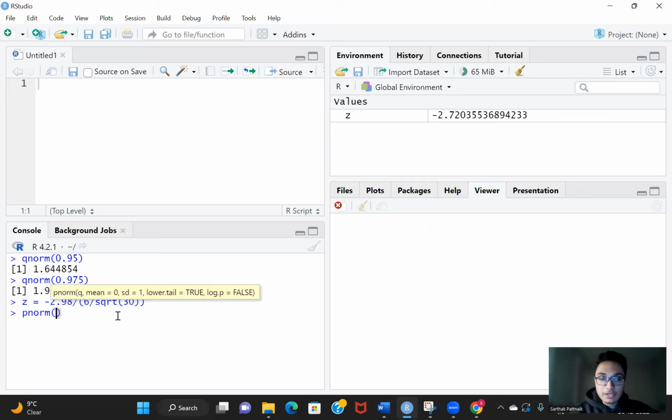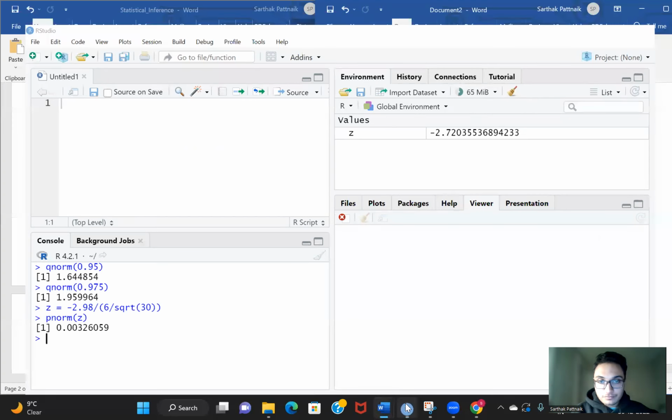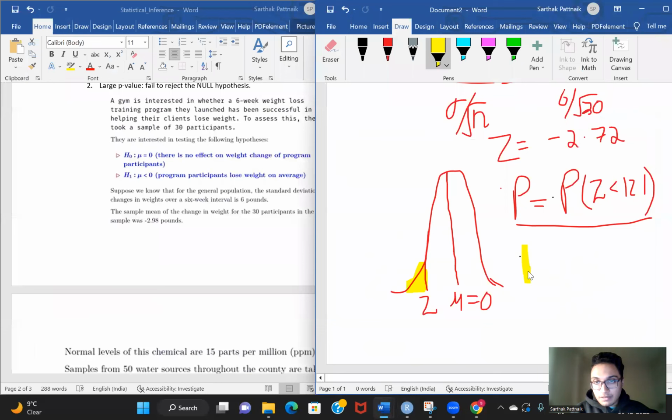Here we will put the Z value, which is minus 2.72. And here we can just put Z. It will automatically give you the P value, or the probability value. So the P value for this problem is coming out to be 0.0032.